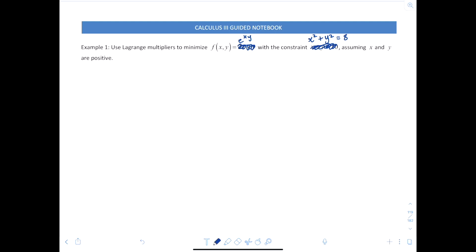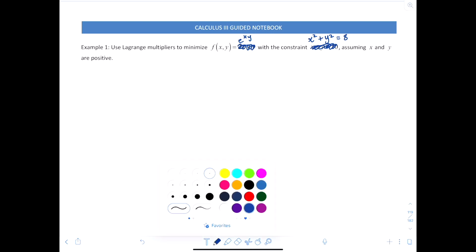So basically, what does this mean? This means that when we're optimizing f, we have to keep in account that the values have to be on this circle, because x squared plus y squared is 8. That's our constraint curve. Another thing, we are also assuming that x and y are positive, so we'll need that when we are solving.